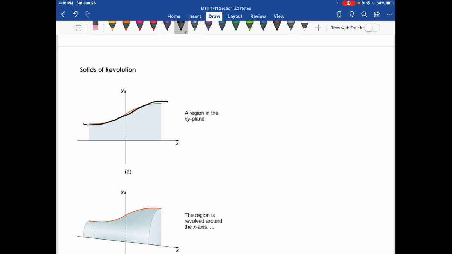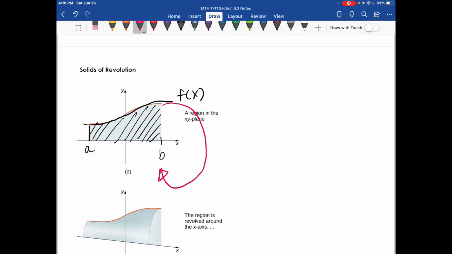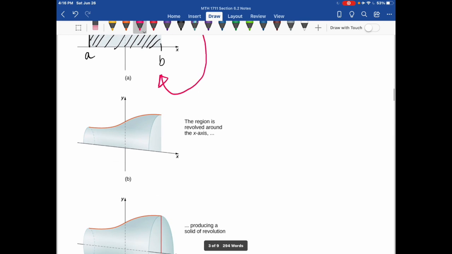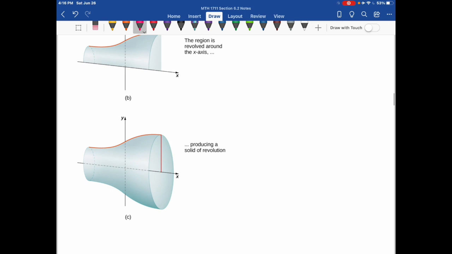Now we're going to talk about what are called solids of revolution. A solid of revolution is when you have a region in the xy-plane, so you have some kind of function, we'll call it f of x, that's highlighted here in orange, that I just colored over in black, and then it's on an interval from, say, a to b, that creates a planar region. And then if you rotate that around the x-axis, slowly but surely it creates this solid, and this solid is called a solid of revolution.